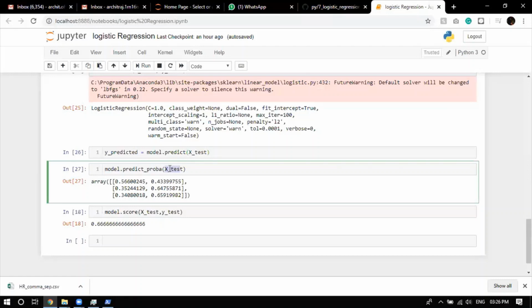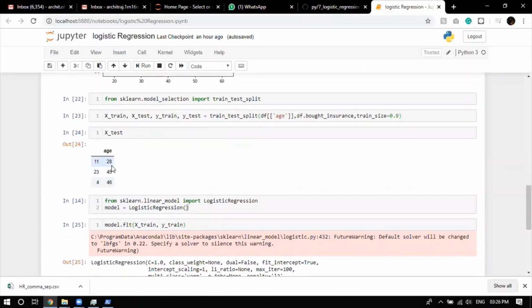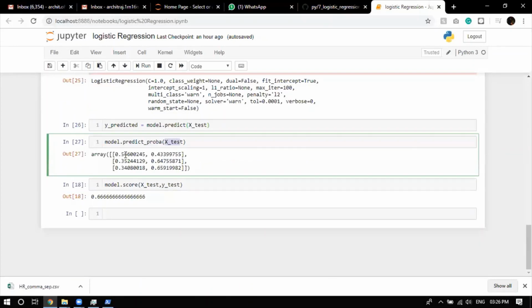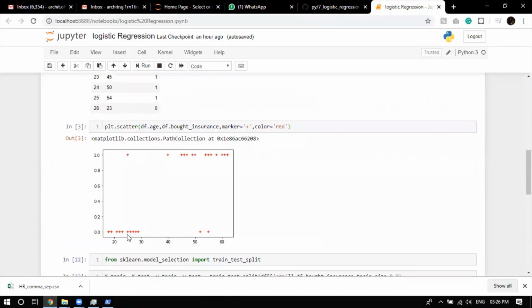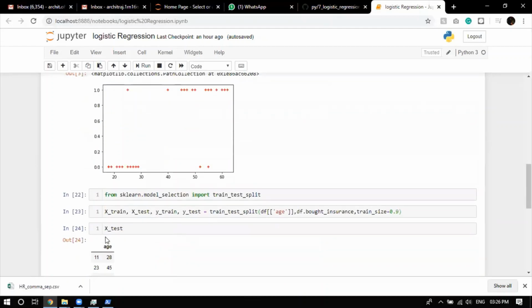So as you can see, for each and every value of x, as I showed you, x test is going to be 3 only. So the very first output that you got will be the probability of it being 0 and the probability of it being 1. As you can see in the graph, most of the people who are below 40 are most likely not to take the insurance.